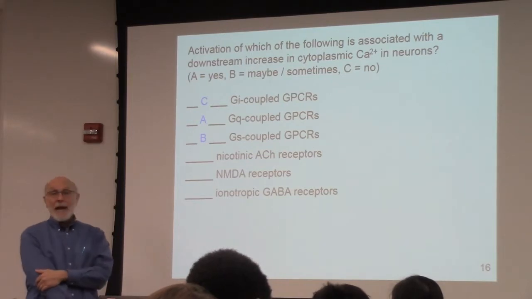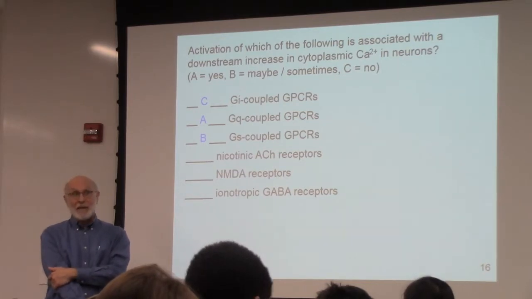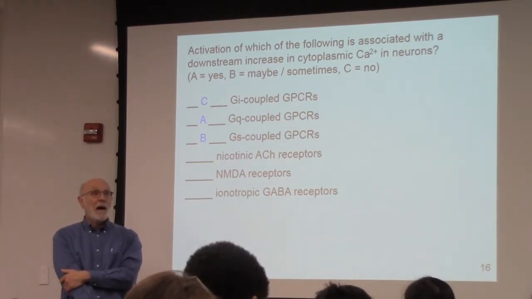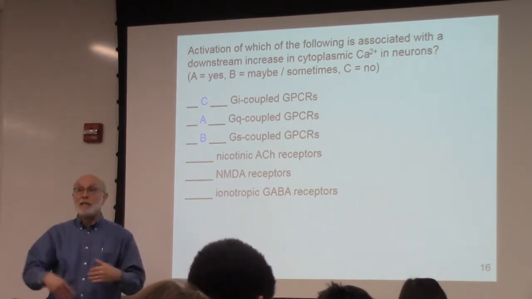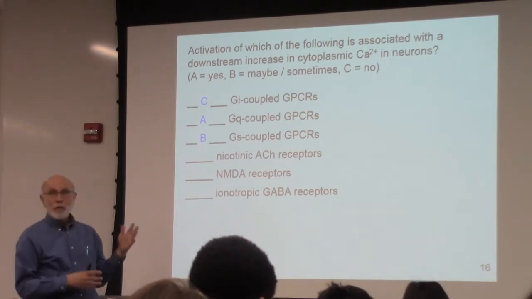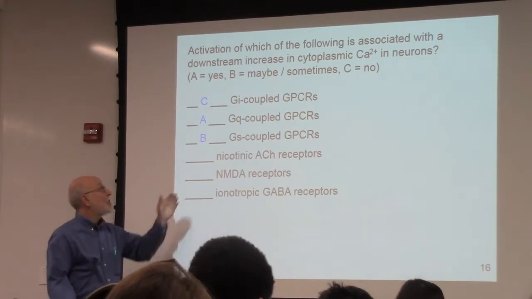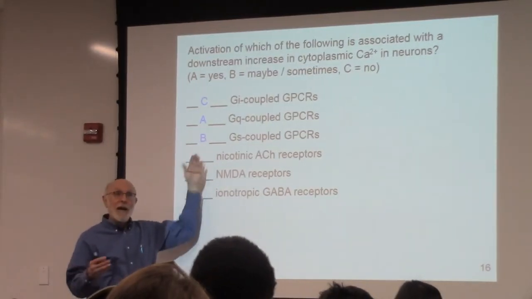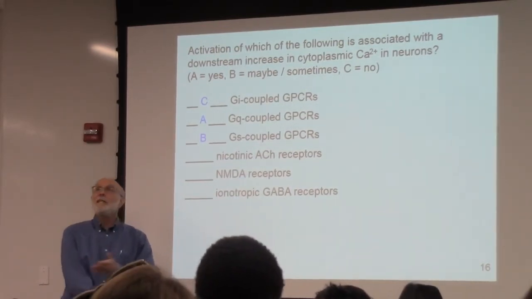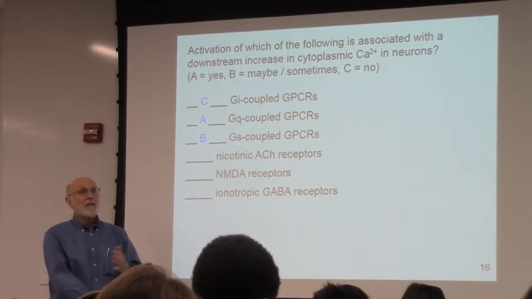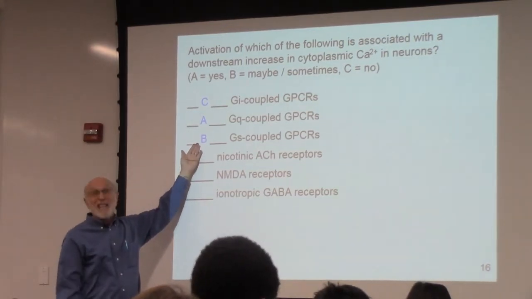What if PKA phosphorylated and activated voltage-dependent calcium channels? Would that cause an increase in cytoplasmic calcium? Yes, now we have an influx of calcium. What I just taught you is a key concept from AMP2: activation of Gs-coupled receptors can cause either an increase in cytoplasmic calcium due to phosphorylation of calcium channels, or a decrease in cytoplasmic calcium due to phosphorylation of SERCA. So that's a maybe, or sometimes, depends on the cell.